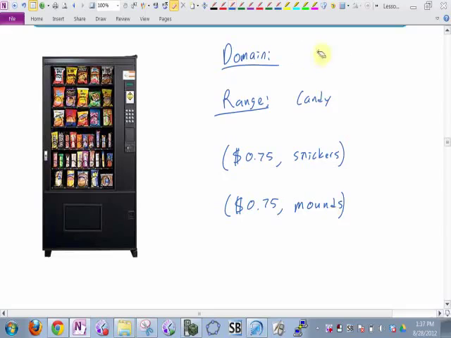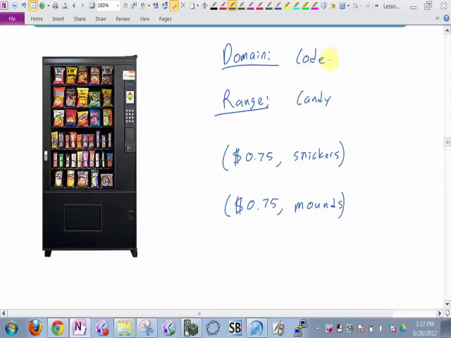Yeah, the domain. Yes, we put money into the vending machine. We physically input, but we don't mathematically input money, right? The money is just to kind of turn the machine on and let you buy something. Make sure you're not, like, stealing. What is the true input into this mathematical function?